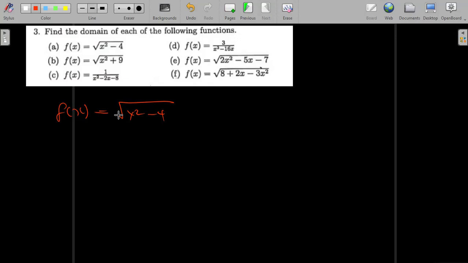When you have a radical like this one, what you require is that whatever is inside has to be greater than or equal to 0. You don't want something negative in here, because when you have something negative here, you end up with an imaginary number or a complex number. And we don't want that, because we are dealing with the real number system. So now we set what is inside to be greater than or equal to 0.